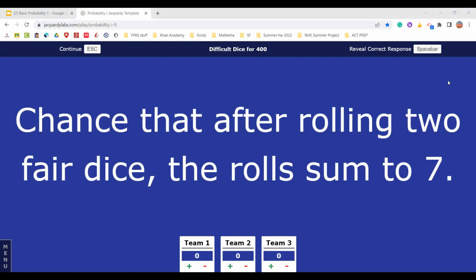Damien says 1/6. Daniel says 1/4. Who's right? You guys have until 7:48. And then Shrey will be the final person to choose.